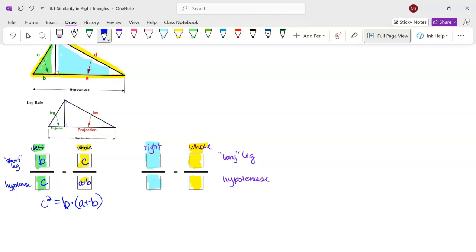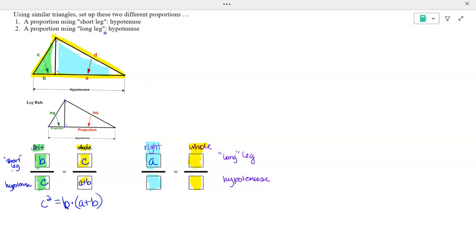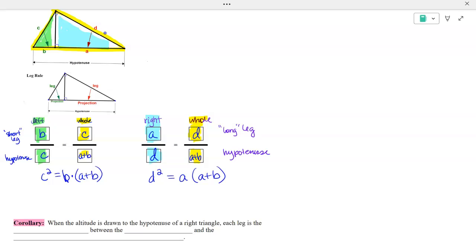Okay, so if we look, again, we're going to compare the long leg. So if we look in this blue triangle, the long leg here is A. And the hypotenuse in that right triangle is going to be D. Now, if I look at the overall triangle here, my long leg is D, and my hypotenuse, just like we saw before, is A plus B. So if I cross multiply here, I get D squared equals A times A plus B.